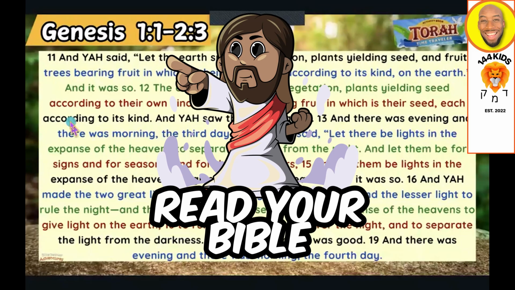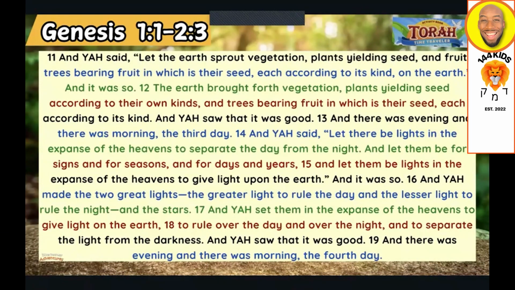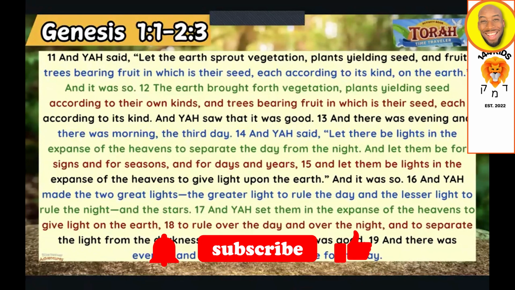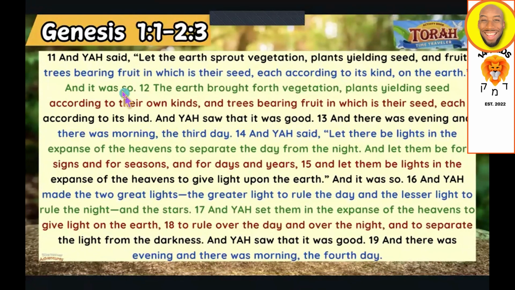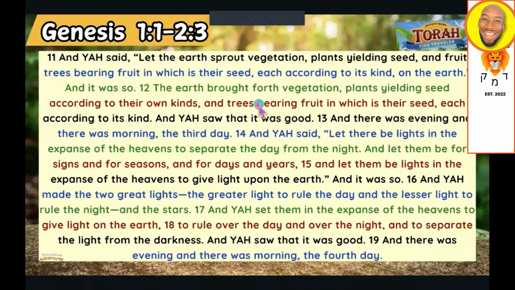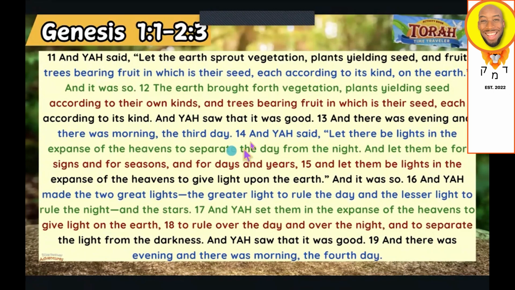Let's take a look and see what the scripture says. So this is Genesis chapter 1. And Yah said, let the earth sprout vegetation, plants yielding seed, and fruit trees bearing fruit, in which is their seed. So this is his sprouting vegetation, each according to its kind on the earth. And it was so. And the earth brought forth vegetation, plants yielding seed according to their own kinds, and trees bearing fruit, which is in their seed, each according to its kind. And Yah said it was good. And there was evening, and there was morning, the third day.